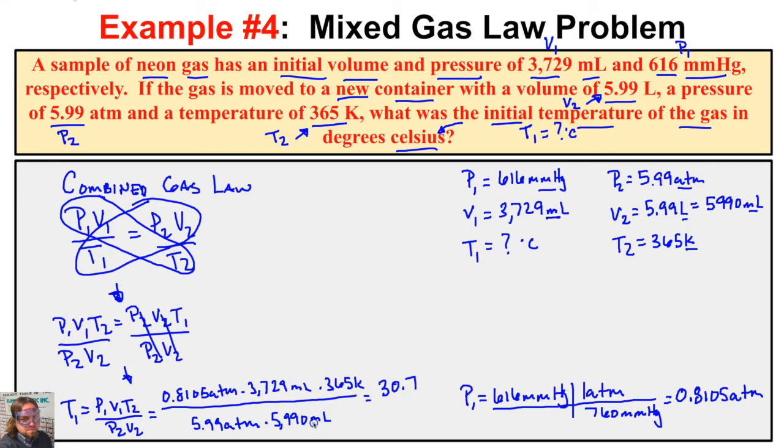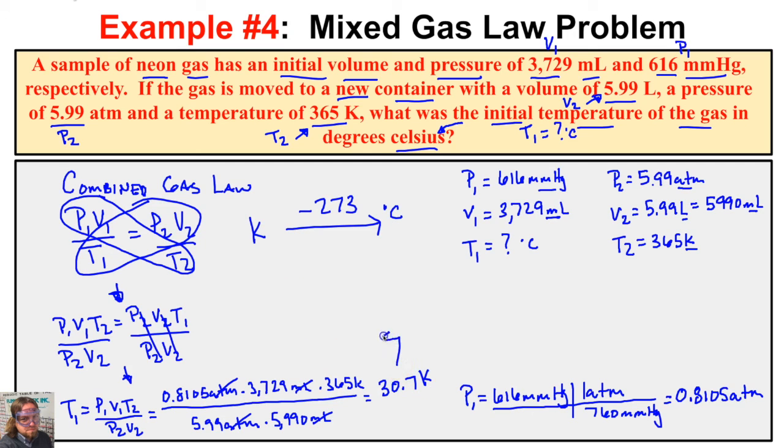30.7 what? Well, let's take a look. Milliliters will cancel, ATM will cancel, and so it looks like Kelvin is left over. But our final answer needs to be in degrees Celsius. So how do we go from Kelvin to degrees Celsius? We subtract 273 from our Kelvin.